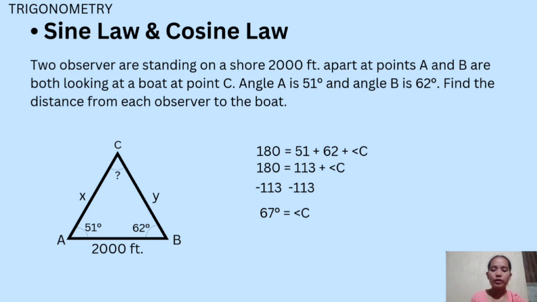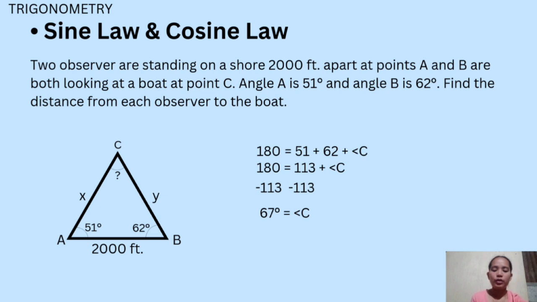Two observers are standing on a shore 2,000 feet apart at points A and B. Both are looking at point C. Angle A is 51 degrees and angle B is 62 degrees. Find the distance from each observer to the boat. Let's look at the triangle below.